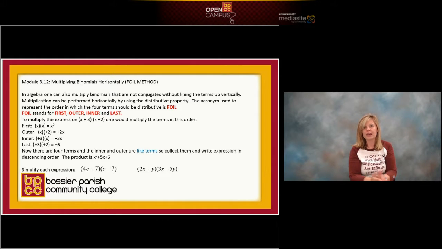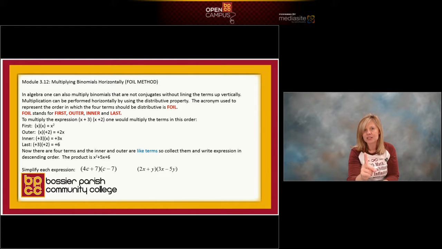So the moral of the story is to multiply two binomials that are not conjugates, you are going to think of the word FOIL, F-O-I-L. And everything's going to be done up here in your brain. First was x times x, which is x squared. Outers was x times positive 2, positive 2x. Inners was positive 3 times x, positive 3x. Last, positive 3 times positive 2, positive 6. 4 terms when you do FOIL. Out of those 4 terms, 2 should be alike. We'll collect them. And that is why when we multiply this binomial times this other binomial, we get the product, x squared plus 5x plus 6.